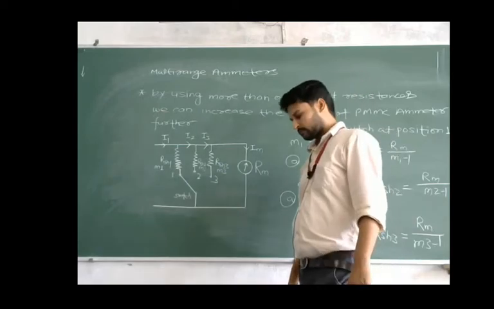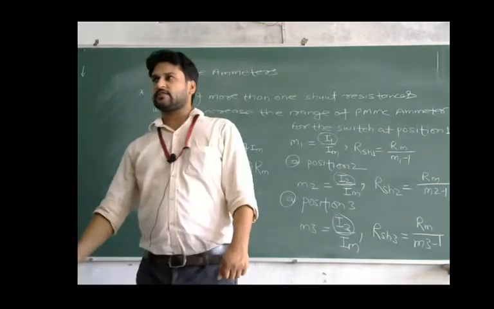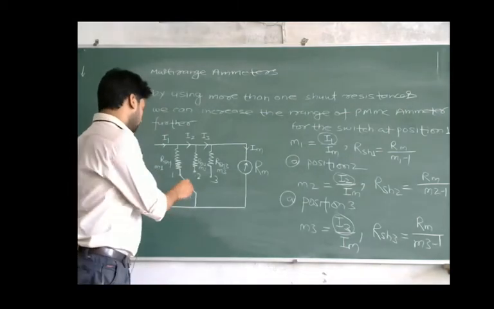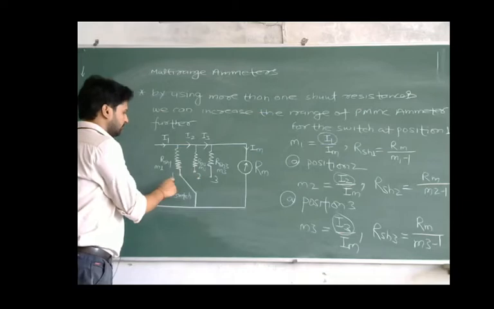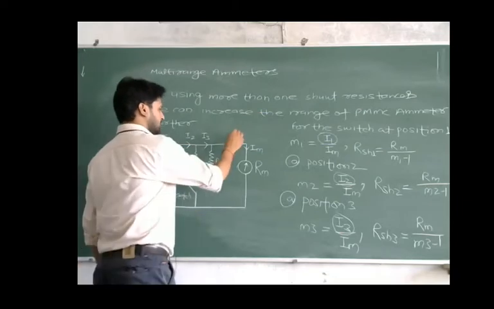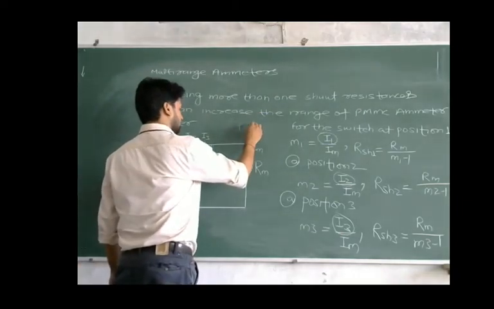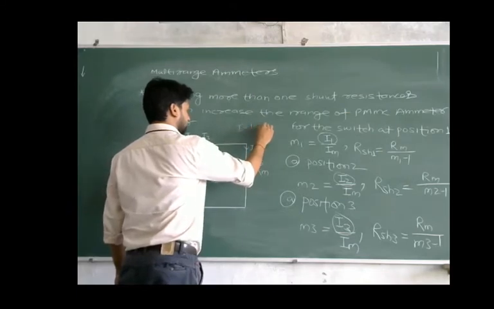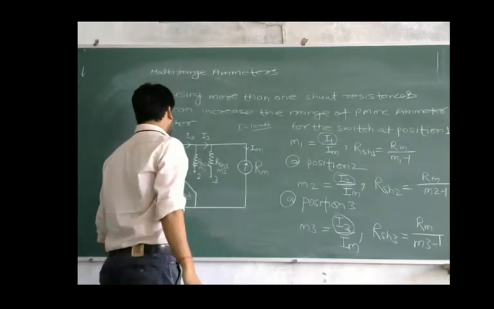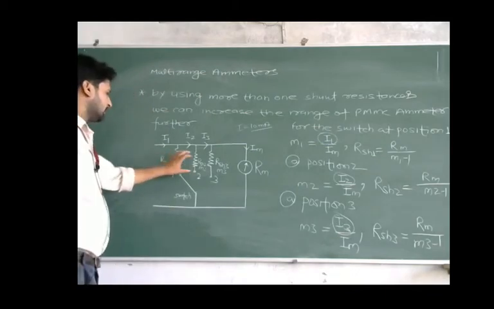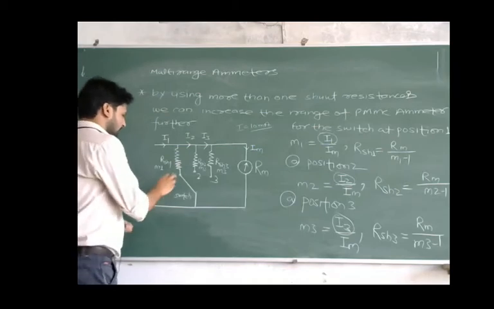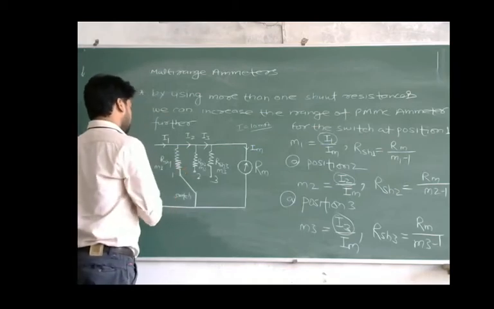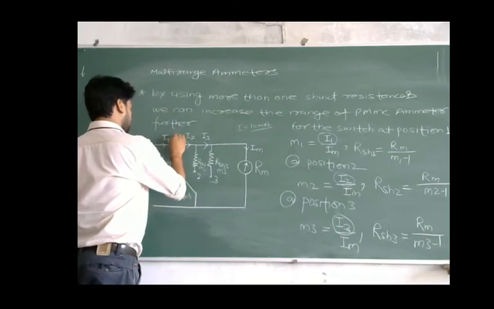But when this switch moves from position 1 to position 2, suppose I am taking measurement of a current which is, suppose, 10 milliampere. For the different resistance, this instrument has different ranges. Suppose when I am selecting RSH1, this instrument can measure a maximum of 5 milliampere current.